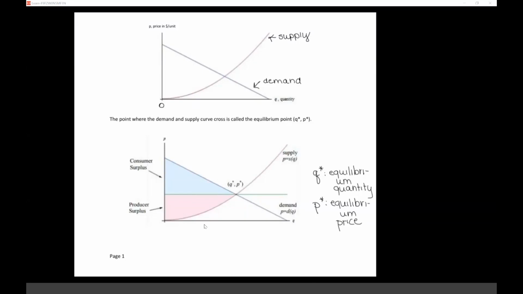All right. Now, of course, you'll notice this green line that goes through the equilibrium point right here. And you'll notice that they've shaded the area below this green line pink, and they're calling it producer surplus. And they're shading the area above the green line that goes through the equilibrium point blue, and they're calling it consumer surplus.